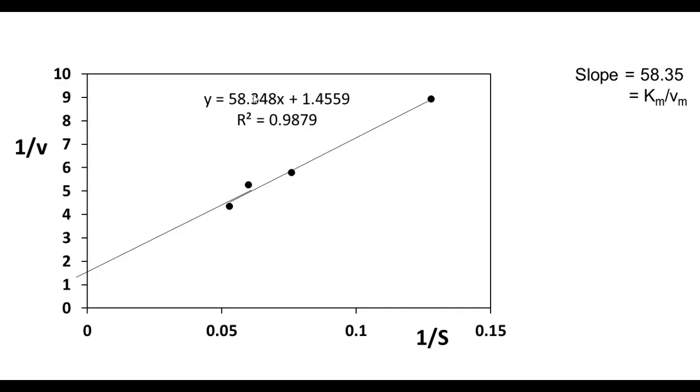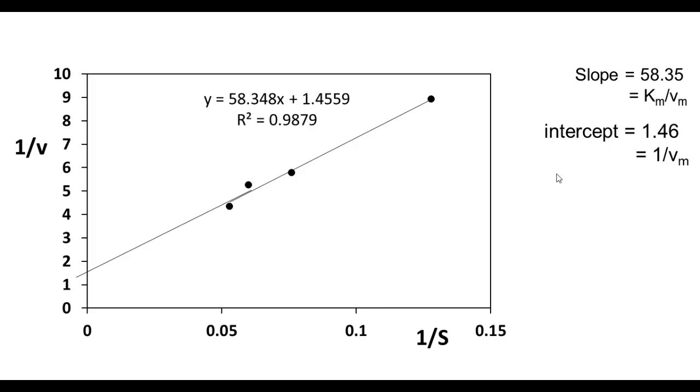The software would give you a large number of digits, but we need to choose the digits that are of relevance to us. Let us choose just the 2 digits here after the decimal point. Slope is 58.35, and we know that in a Lineweaver-Burk plot, the slope equals Km by Vm. Therefore, Km by Vm is 58.35, and the intercept we know as 1 by Vm in the Lineweaver-Burk plot. That happens to be 1.46. I'm rounding off this large number of digits to just two digits after the decimal point, 1.46.